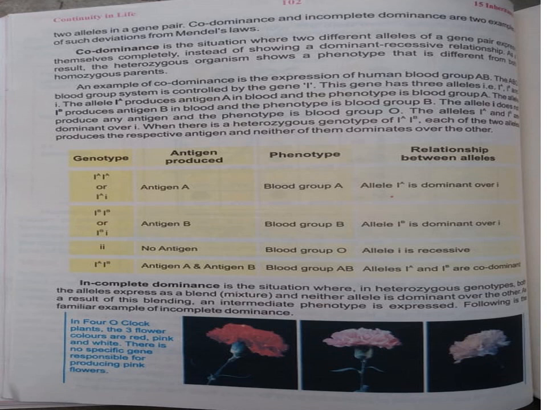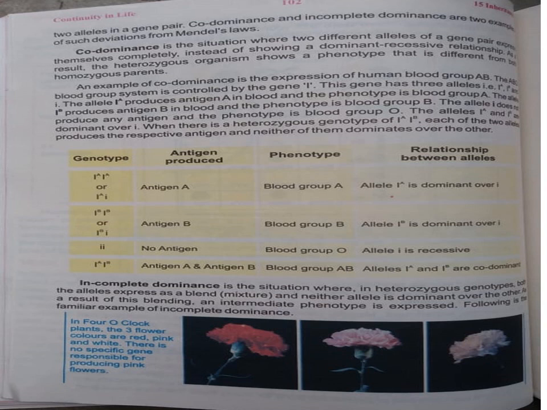An example of codominance is the expression of human blood group AB. The ABO blood group system is controlled by the gene I. This gene has 3 alleles: IA, IB and small i. The allele IA produces antigen A in blood and the phenotype is blood group A. The allele IB produces antigen B in blood and the phenotype is blood group B. The allele small i does not produce any antigen and the phenotype is blood group O.